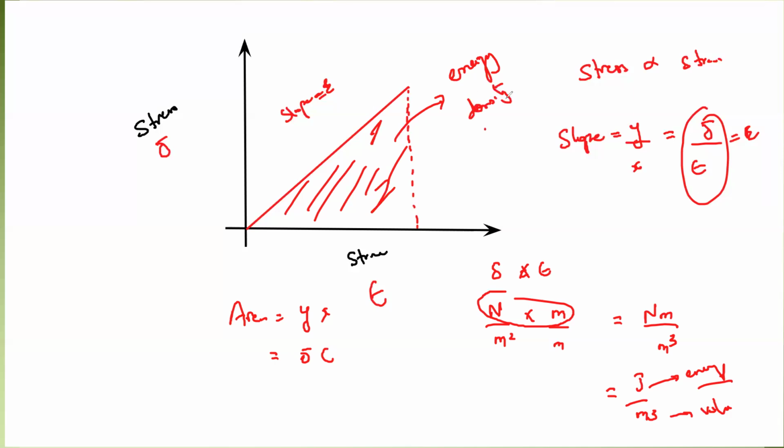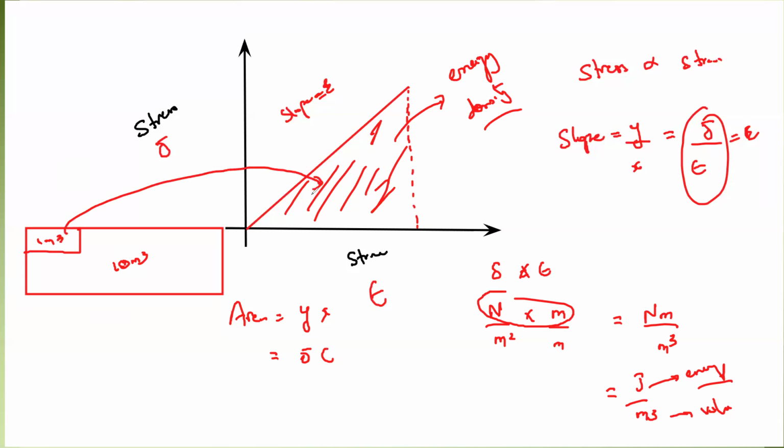What is the meaning of energy density? Energy density means how much energy is stored in a 1 meter cube volume. Say this object has a volume of 10 meter cube. How much energy is stored in 1 meter cube? How will I know? I will use the area of this graph. When I use the area of this graph, I will identify how much energy it will store in 1 meter cube.